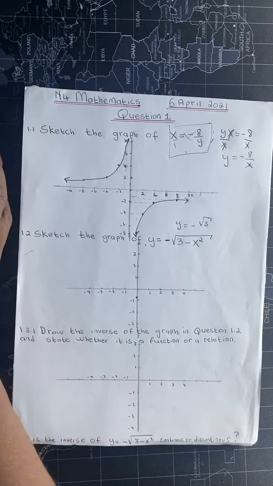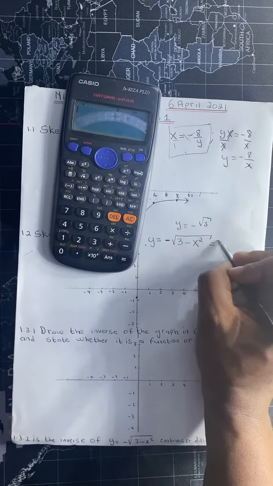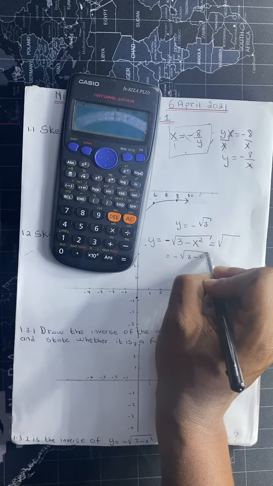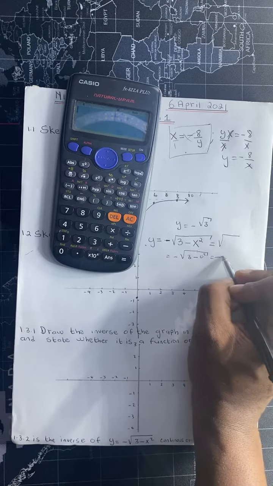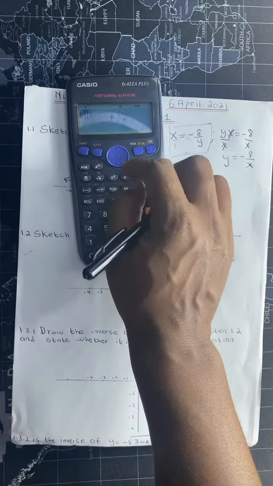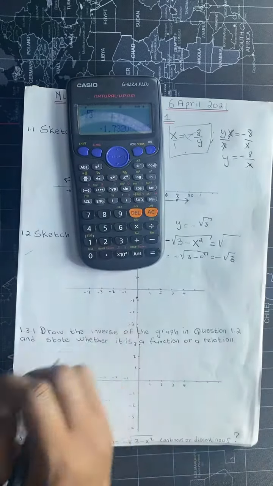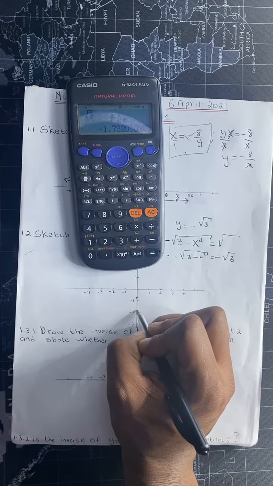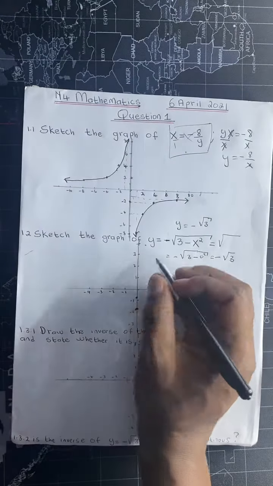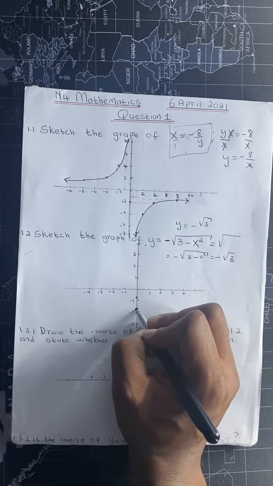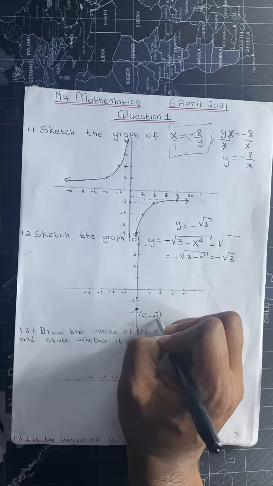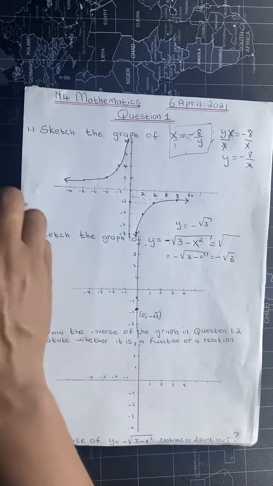So when x is equal to 0, this will be equal to negative the square root of 3. Negative the square root of 3 is equal to negative 1,73, which will be somewhere around there. So the coordinates of the y-intercept will be somewhere around there. We'll have 0 and negative the square root of 3, which is equal to negative 1,73.